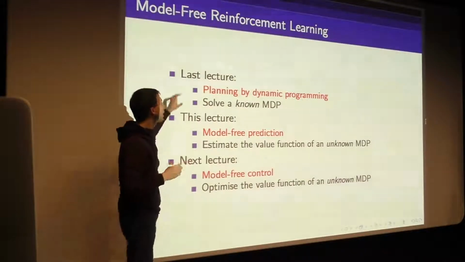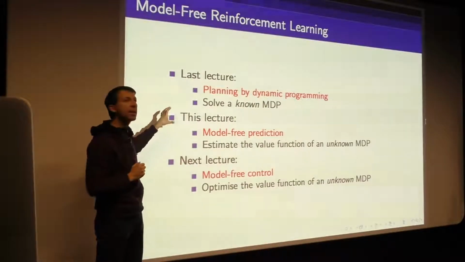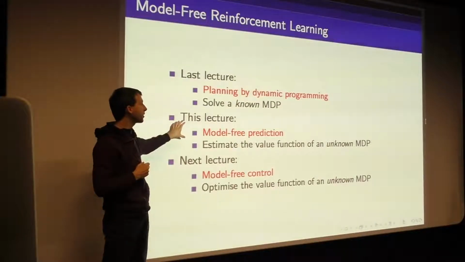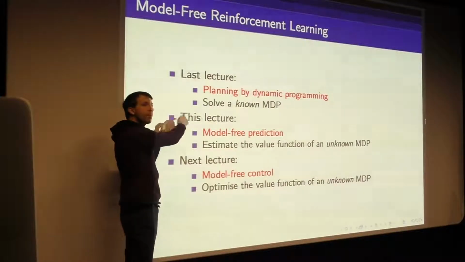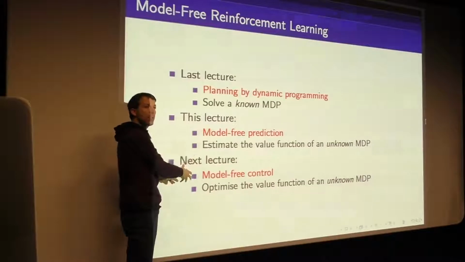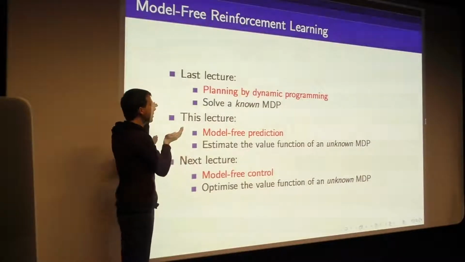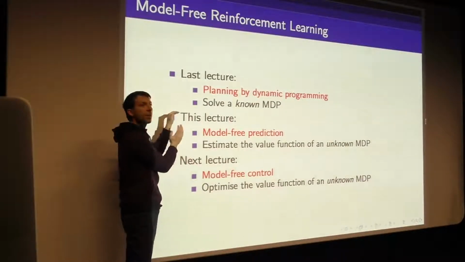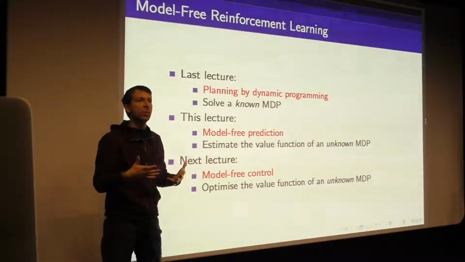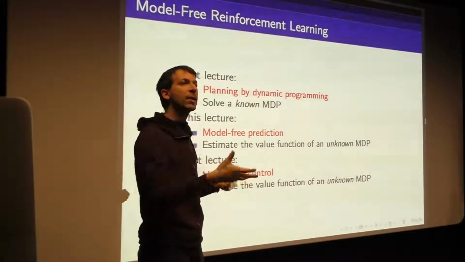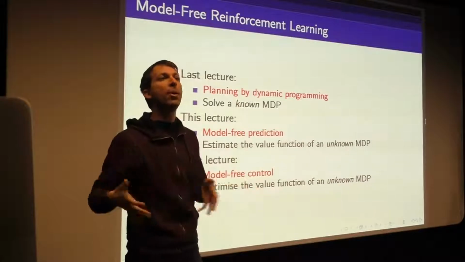But just like in the dynamic programming case, we're going to break it down into two pieces. We're going to break it down into policy evaluation, and then we're going to use our methods for policy evaluation to help us do control. So in this lecture we're going to focus just on the policy evaluation case. We're just going to look at prediction. We're just going to ask the question, if someone gives us a policy, how much reward will we get for that policy?